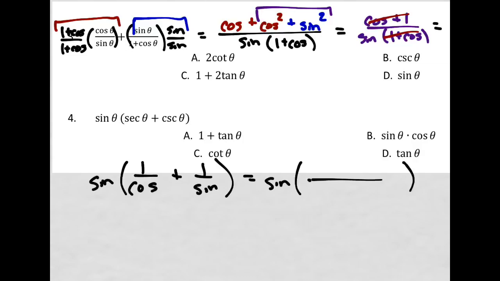So in this next step, sine is still going to sit here on the outside. On the inside, we're going to get a common denominator of cosine times sine, which means that this one needs to be multiplied by sine over sine. So that's going to be sine, and this one needs to be multiplied by cosine over cosine. So sine plus cosine, and that's sitting on top.